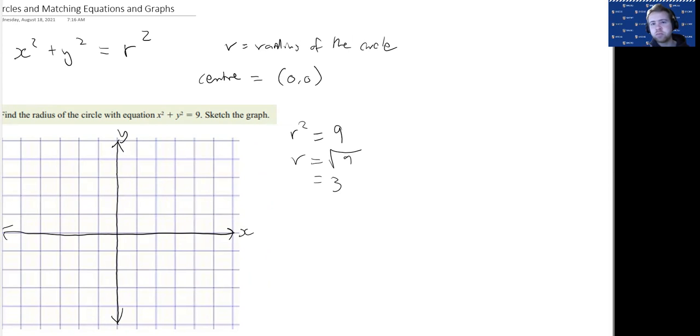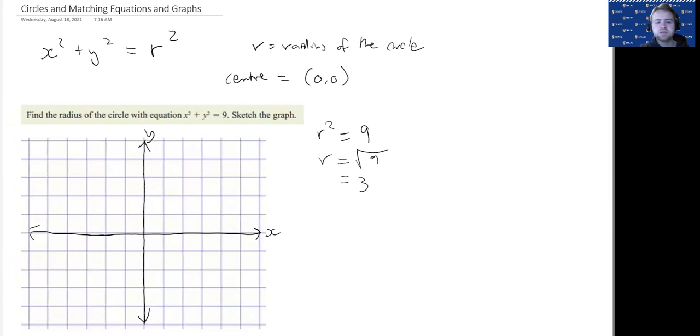Now, we don't have to do plus or minus because a radius is just a distance in any direction. So you could write plus or minus 3. It just means that the radius is going to be plus x and plus y, but then also minus x and minus y as well.